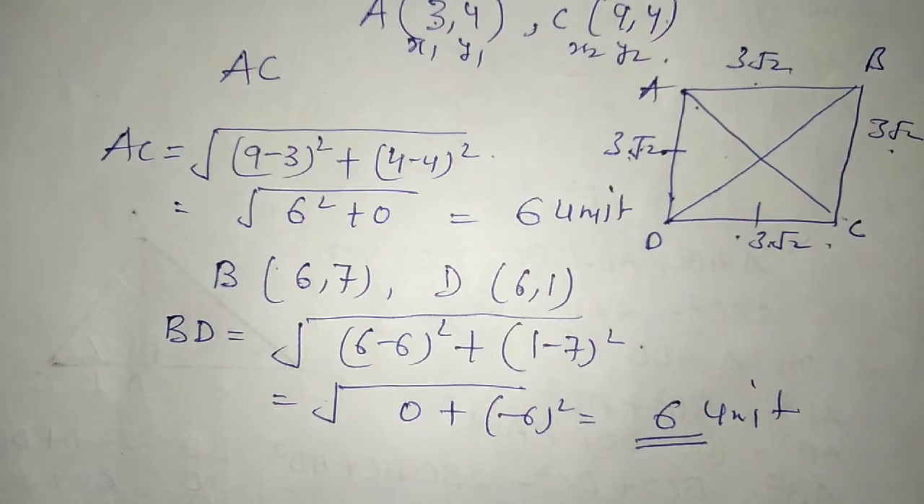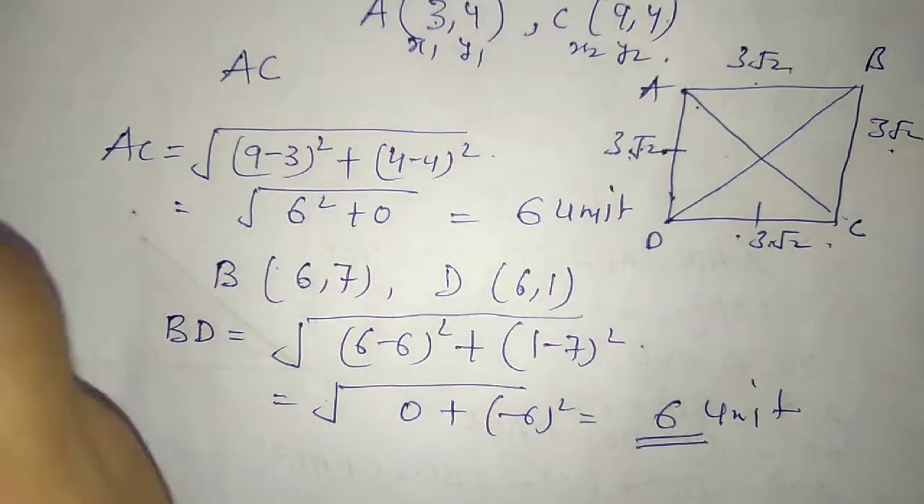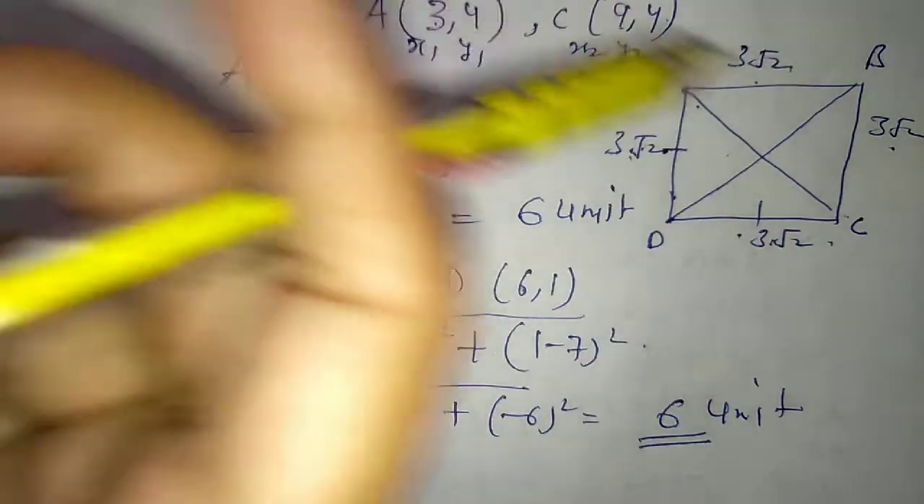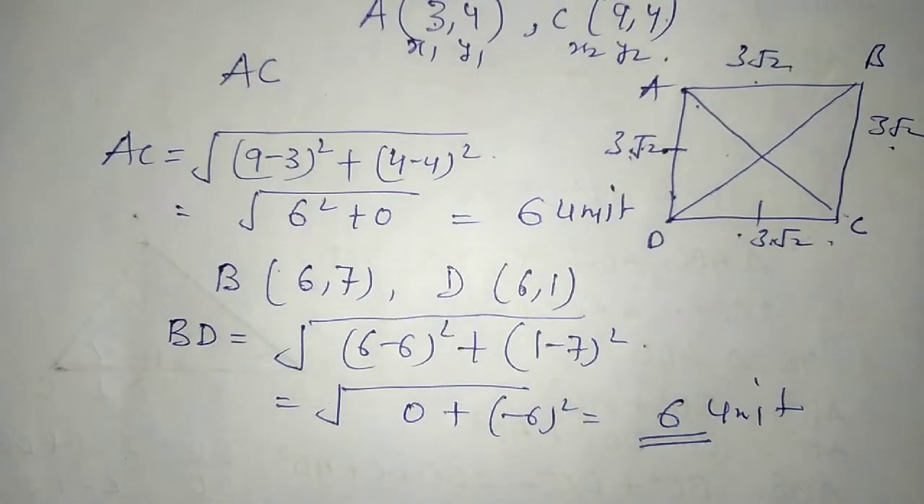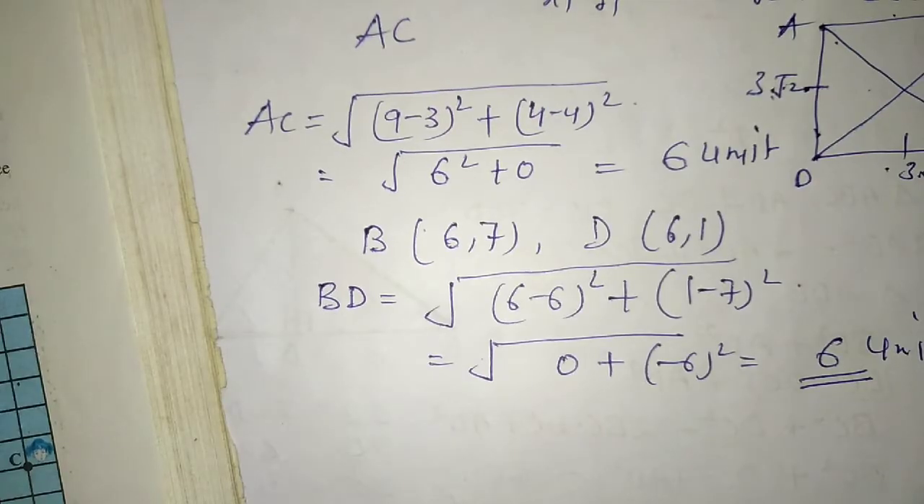If it is supposed to be a rhombus, then we have to prove that all sides of ABCD are equal. If all the sides are equal, then it can be a rhombus, but if the diagonals are also equal, then it will be a square.